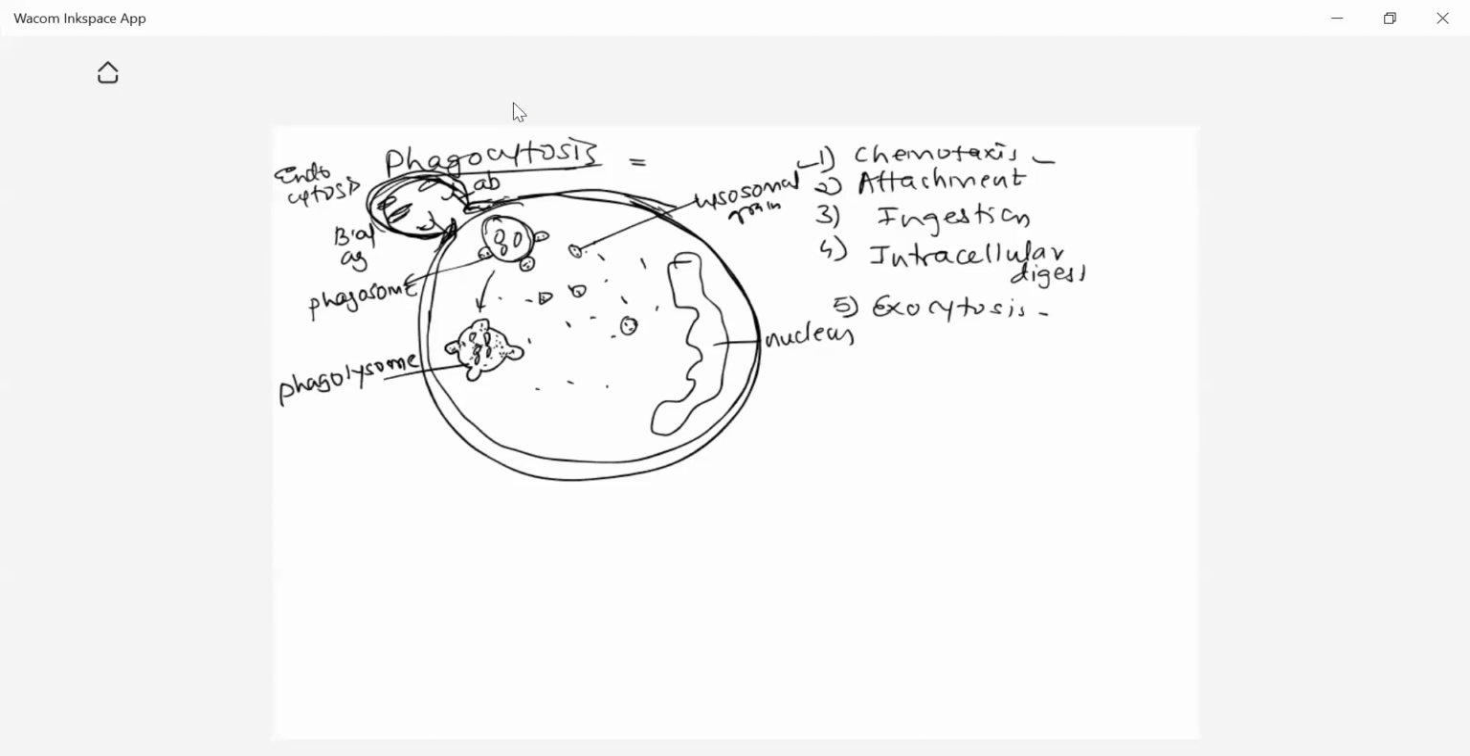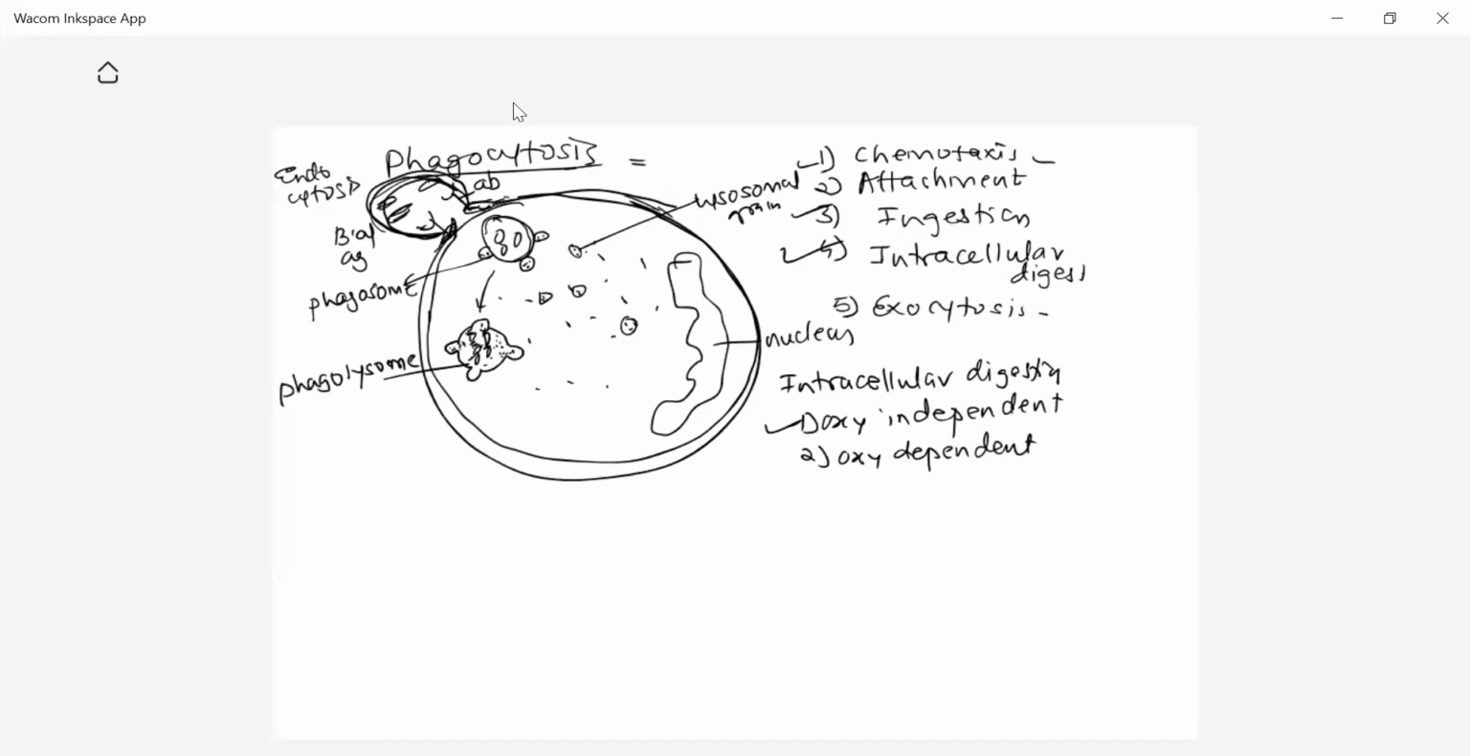Now how does antigen digestion happen? This is the ingestion, which we have now discussed. Then there is intracellular digestion. Now what happens in the intracellular digestion of this antigen? The antigen inside has to be digested by the cell. There are two ways of intracellular digestion: one is oxygen independent digestion, and the second is oxygen dependent digestion. First of all, we will see oxygen independent digestion.